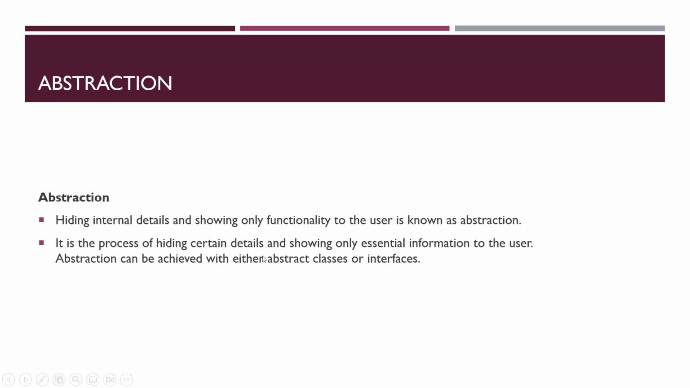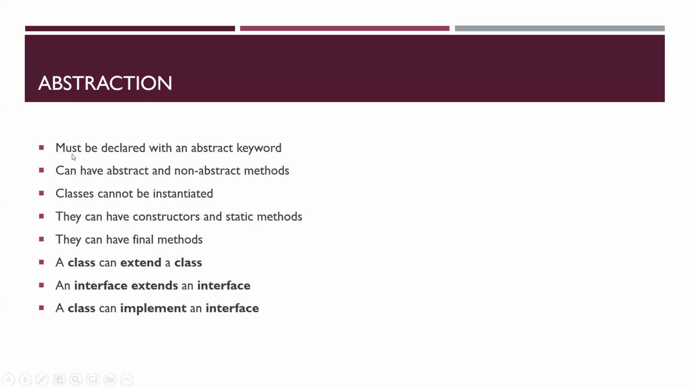So the process of hiding those internal details and showing only the functionality to the user is called abstraction. It's the process of hiding certain details and showing only essential information to the user. Abstraction can be achieved with either abstract classes or interfaces. So today we're going to learn two different and new concepts: abstract class and interface.